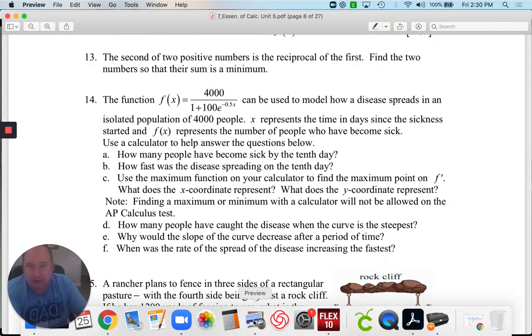All right. How many people have caught the disease when the curve is the steepest? When the curve is the steepest, that's that 9.210. So into the function, I plug in 9.210.